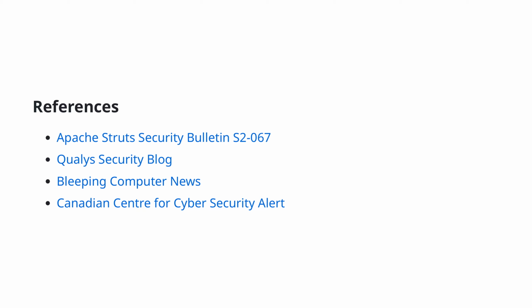Meanwhile, Bleeping Computer News delivers timely updates and coverage on cybersecurity issues, giving a broader perspective on how this vulnerability is being addressed industry-wide. Lastly, the alert from the Canadian Centre for Cybersecurity is an authoritative resource, providing guidance and national-level insight into the mitigation measures being recommended. For anyone looking to get a deeper understanding of this topic, these references are vital starting points.